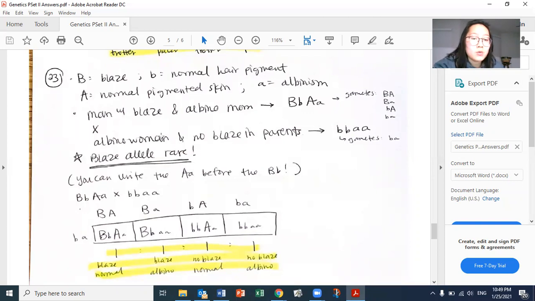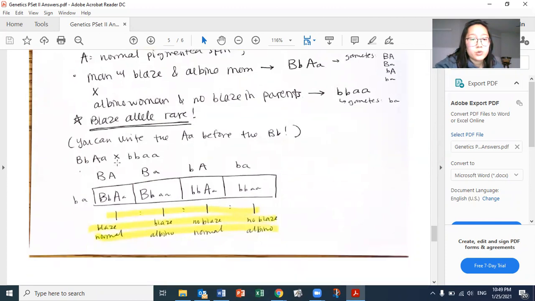Now you have an albino woman with no blaze parents. Remember, blaze is actually dominant, right? So albino would be the lowercase a, because she actually has both recessives, and not having blaze is going to be shown by lowercase b and lowercase b. So the gametes again are super easy because if you do FOIL, all of the results still end up as lowercase b, lowercase a.